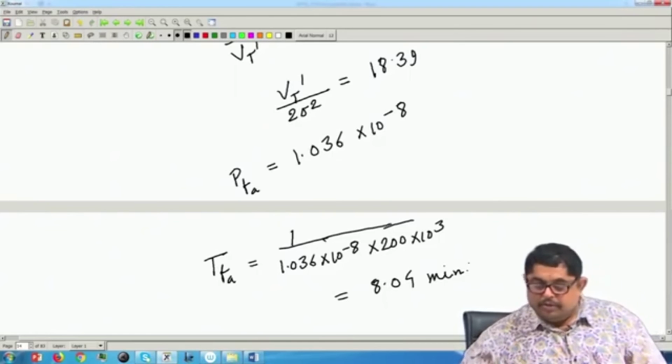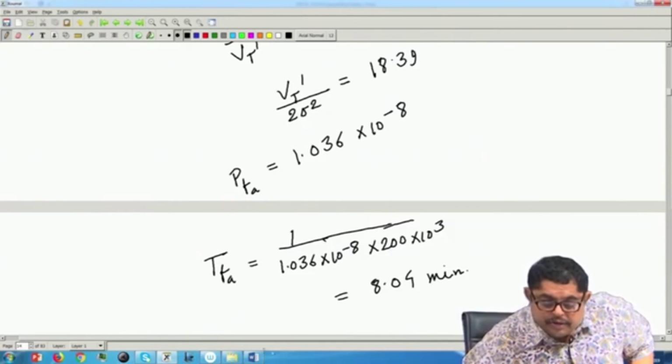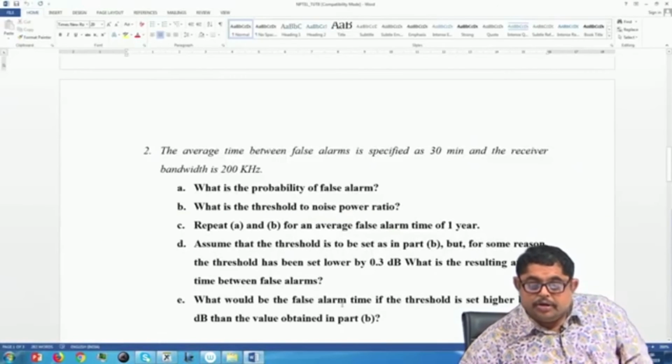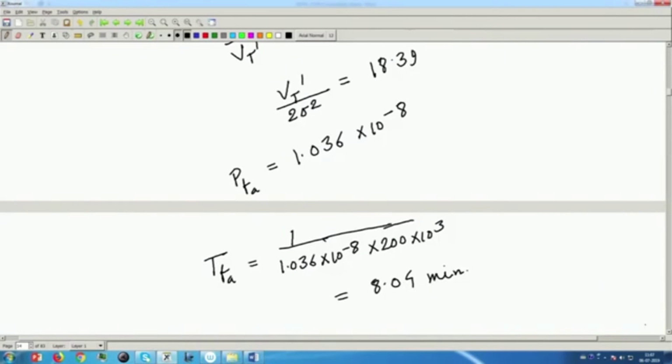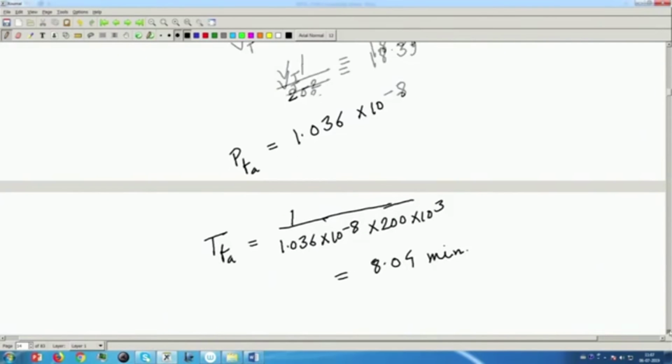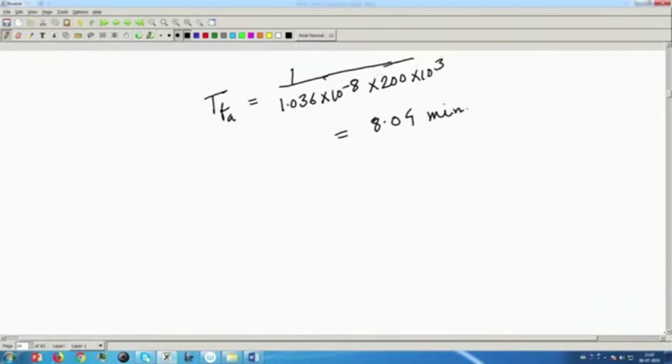Similarly, the next question is, what would be the false alarm time if the threshold is set higher by 0.3 dB? That is just the opposite. So, the threshold TFA should increase from 30 minutes in this case.